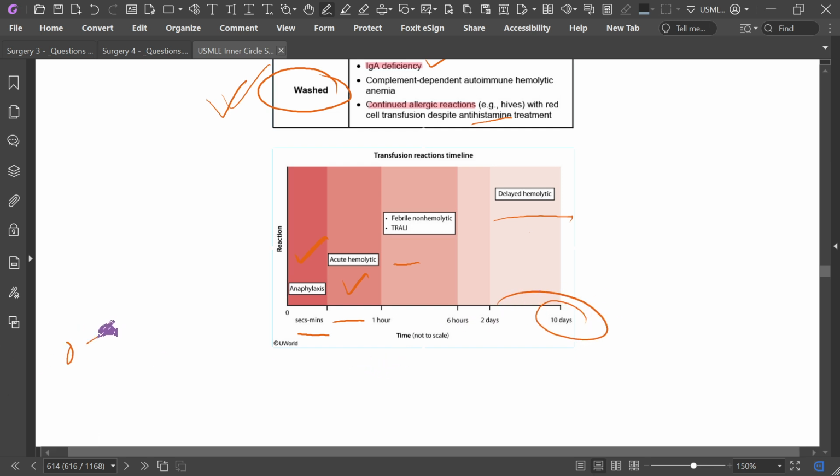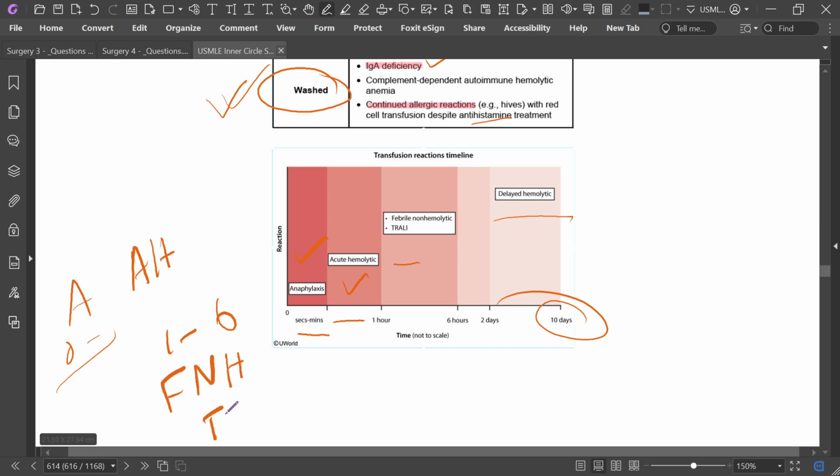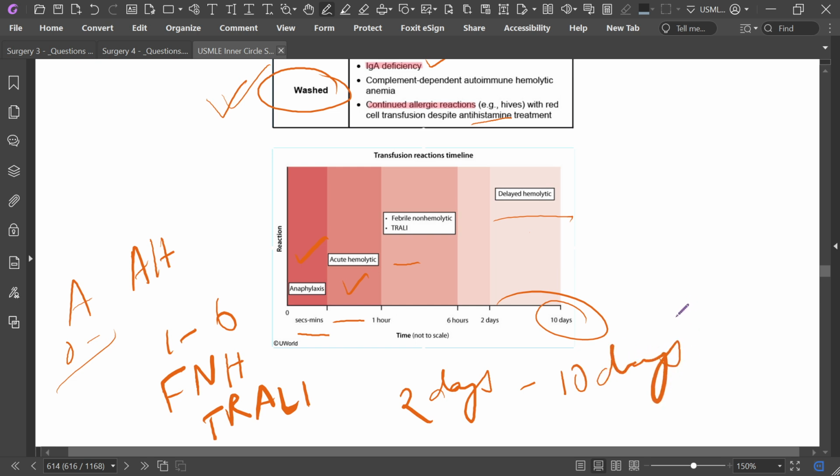So 0 to minutes is anaphylaxis, from minutes to 1 hour acute hemolytic, from 1 hour to 6 hours febrile non-hemolytic and transfusion-related acute lung injury, and from 2 days to 10 days delayed hemolytic.